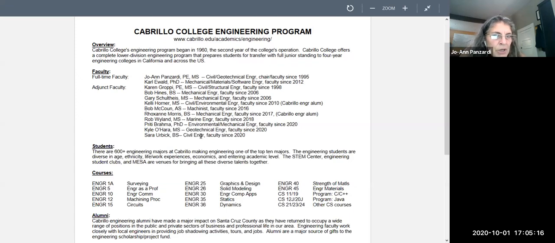In addition, because our engineering program at Cabrillo has been around for so long, we have a database of all engineering students who have gone through Cabrillo's program, transferred to universities, and now are working as engineers. So regardless of the field of engineering that you're interested in, I could set you up with an alumni who is now working in that field of engineering. Okay.